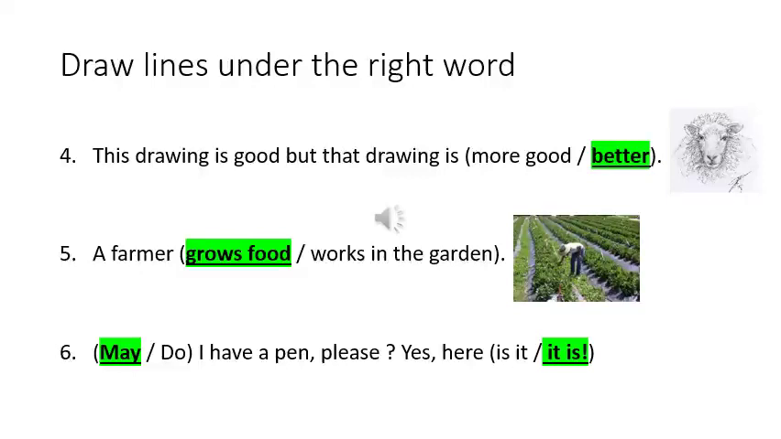Number 6. Dash I have a pen, please. Yes, here, dash. Now here, you are requesting somebody. So, which is the correct answer? May. May I have a pen, please? Yes, here it is. This sentence is about request and reply. May I have a pen, please? Yes, here it is.